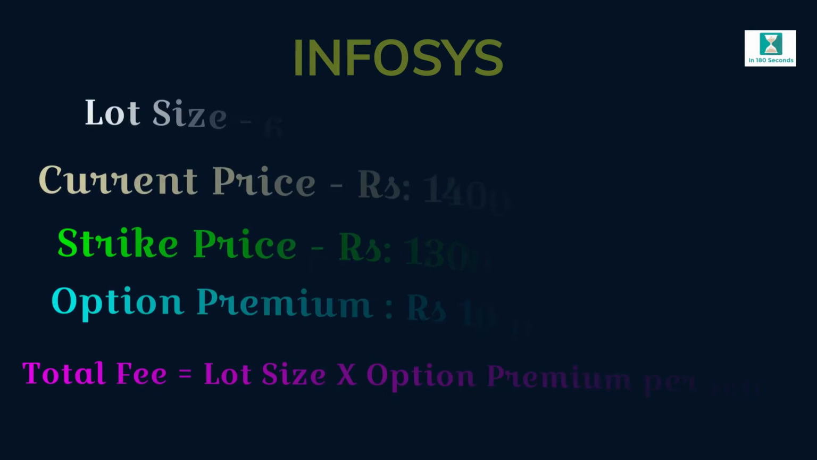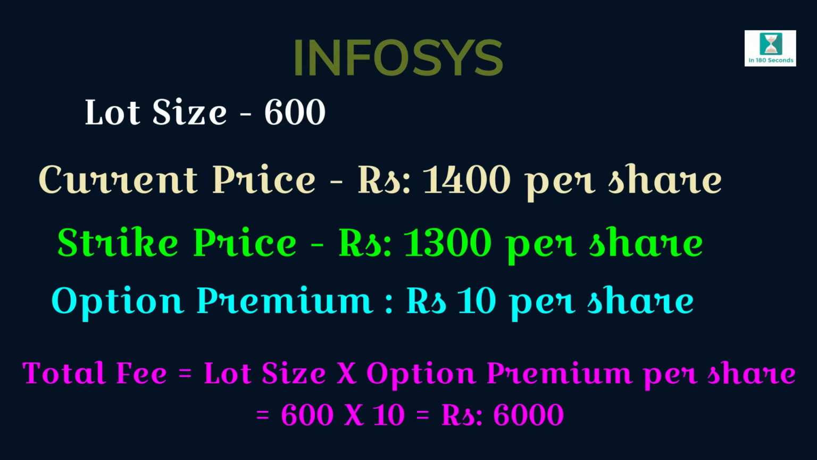Also remember the option or contract is done on a lot size of a stock. This lot size varies for each stock. The lot size for Infosys as of today is 600. So David could trade a minimum of 600 stocks or in multiples of it in options. So the total option premium that David is willing to pay would become Rs 6,000.